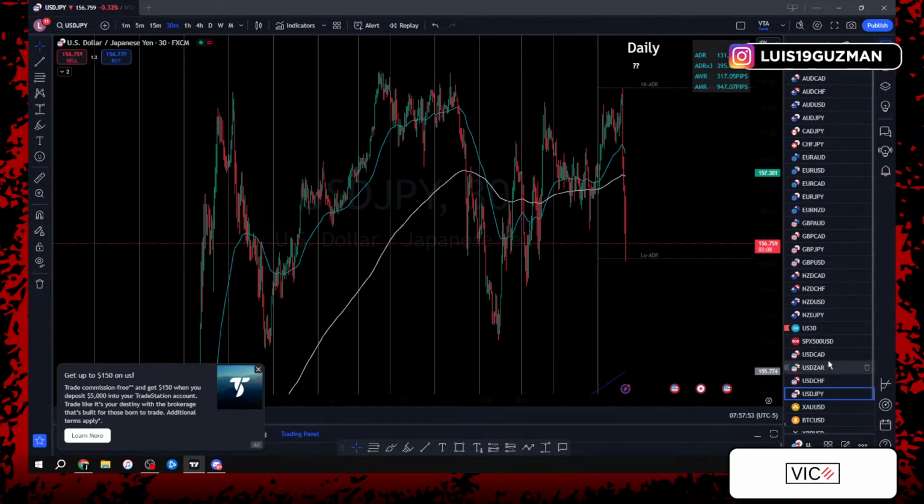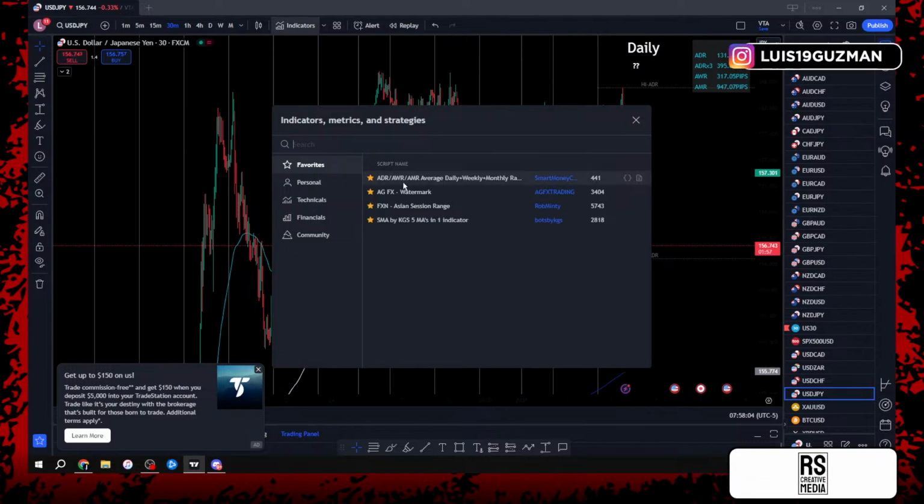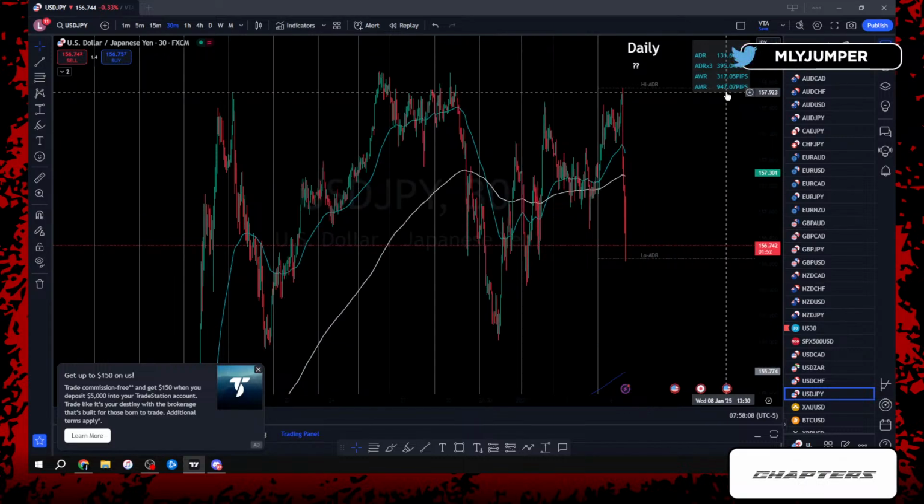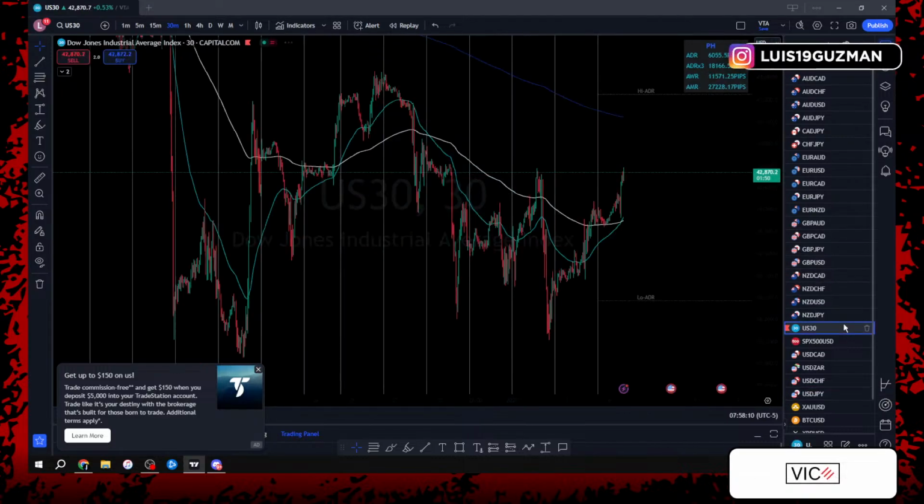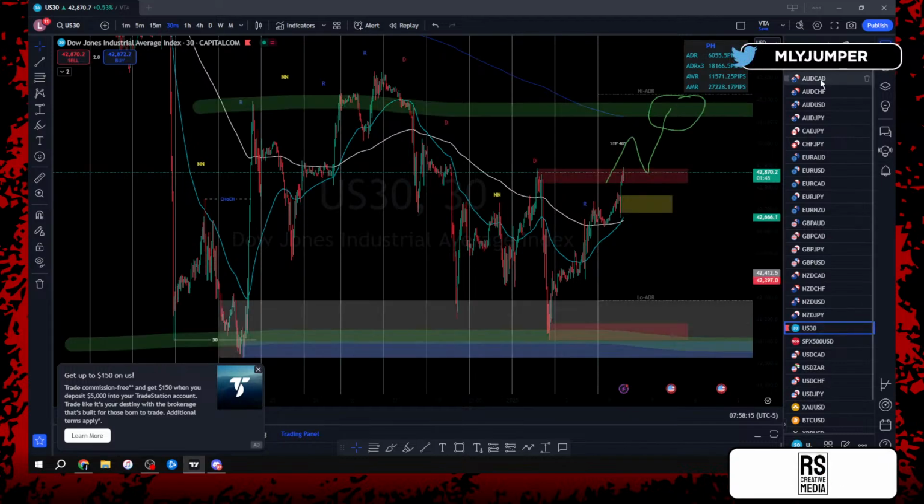And that's pretty much it. Obviously, I don't have every single pair added here. These are the pairs that I look at. But again, just add the tool, right? The ADR tool, ADR, AWR, AMR by Smart Money Concepts. Add the tool to your chart, and go one by one. Add every single currency pair that you're comfortable looking at, and add pairs to your list that do 70 pips or less. If it does more than 70 pips, do not add it to your list.